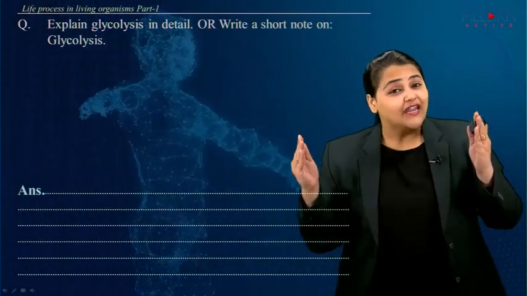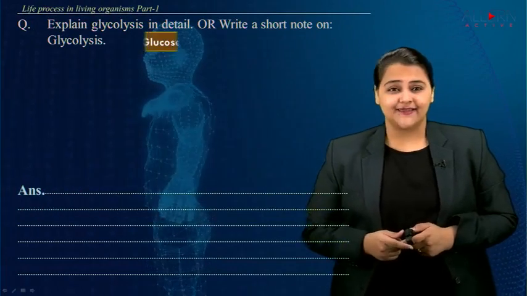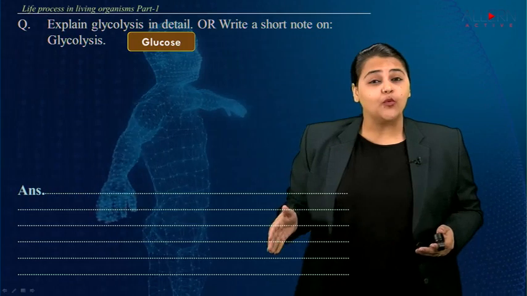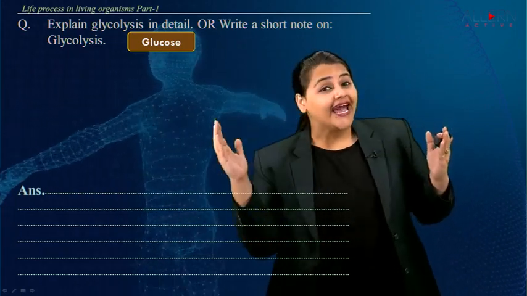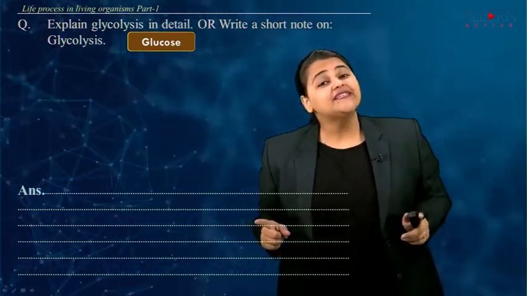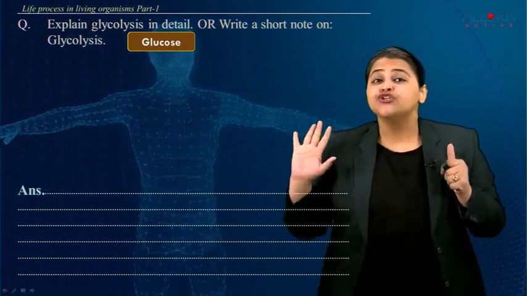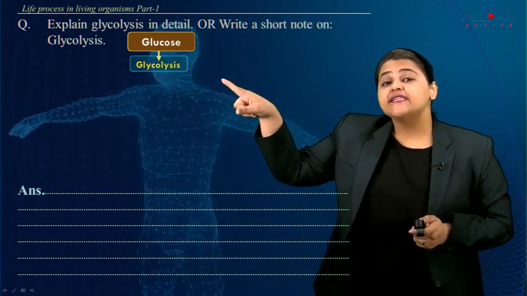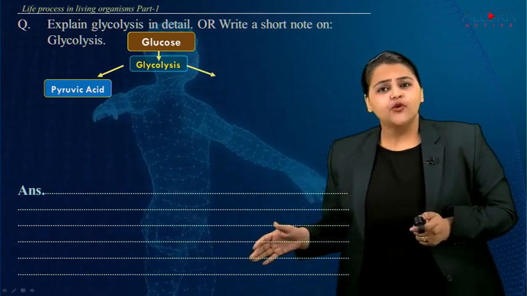Welcome back. Now let's try to get a gist of what glycolysis is in detail. Whenever you talk about glycolysis, first break it down into two words, glyco and lysis. Glyco means glucose and lysis means breakdown. So basically we are breaking down a 6-carbon sugar, that's glucose. This glucose undergoes glycolysis and then forms pyruvic acid.